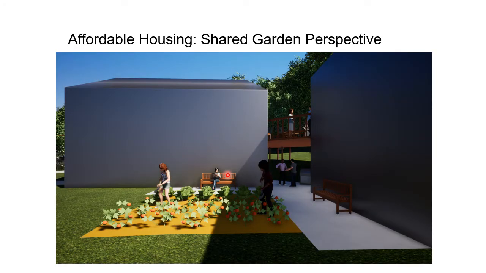This is a shared garden perspective. This perspective is to show the shared garden space that each adjacent resident can use to grow food. This space creates social connectivity between neighbors and creates a sustainable place for them to grow food and spend time together. Underneath the deck is a patio which also creates interactions for residents living there.